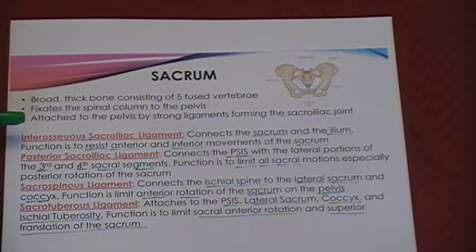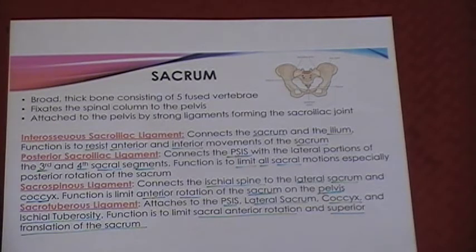So there are 4 ligaments that you need to know. There's the interosseous sacroiliac ligament. This connects the sacrum and the ilium. It functions to resist anterior and inferior movements of the sacrum. Then you have the posterior sacroiliac ligament. This connects the PSIS with lateral portions of the 3rd and 4th sacral segments. So this pretty much limits all sacral motions, but especially the posterior rotation of the sacrum.